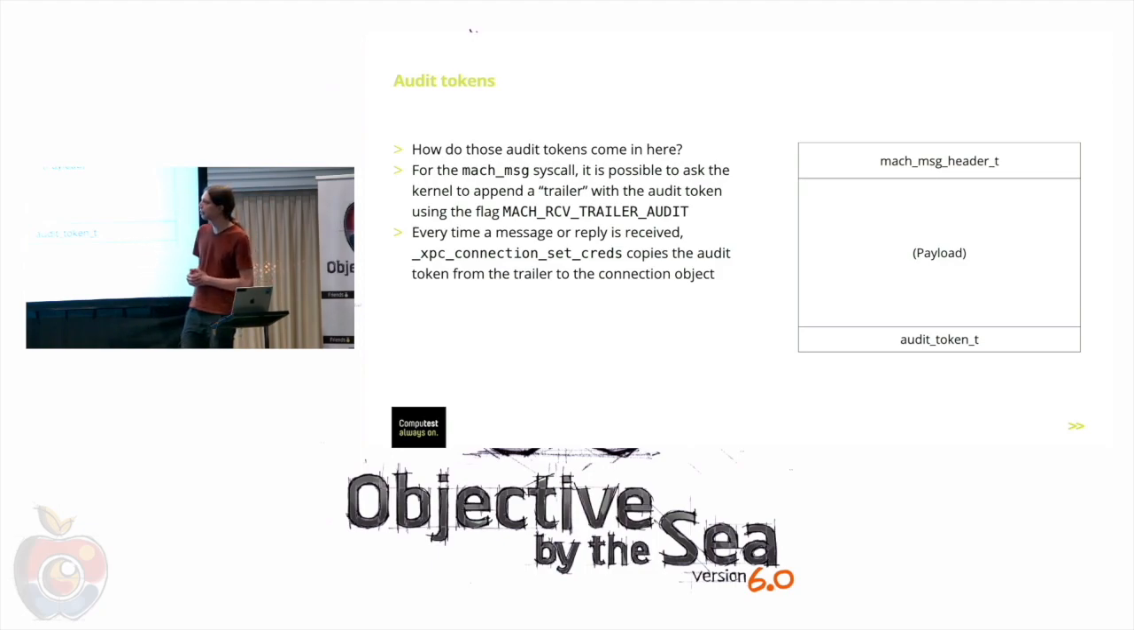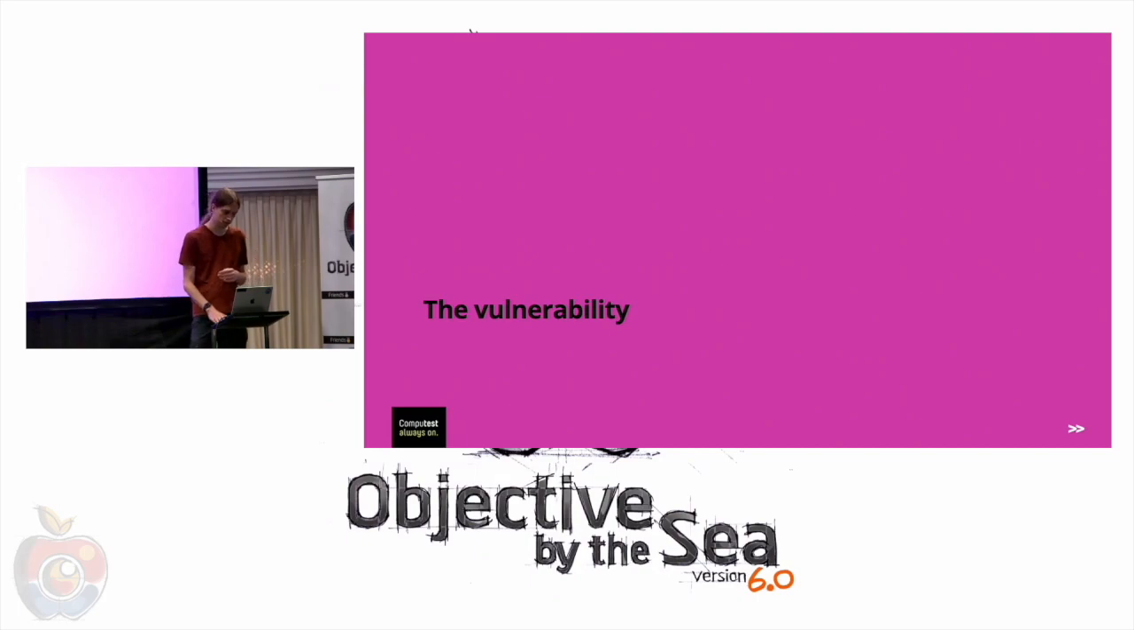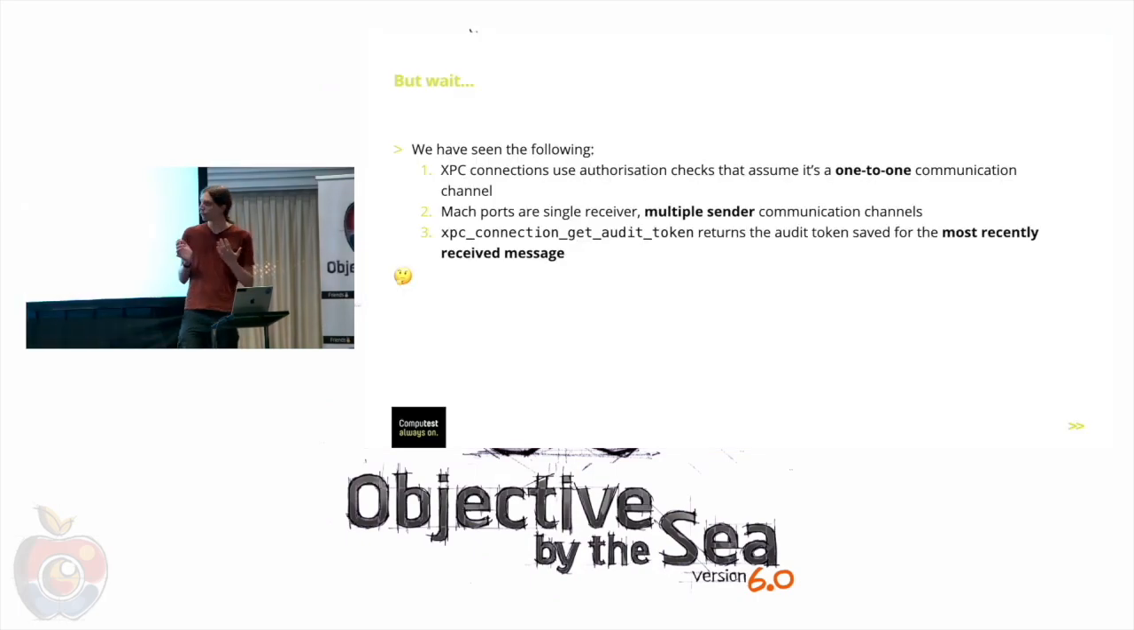And every time you receive an XPC message or a reply, there's a function XPC connection set creds. And all this function does, it copies the audit token from the message to the connection object every time a new message is received. So now about what did I find? We saw three different things here. XPC connections use an authorization check that assumes that there's a one-to-one connection here, but mach ports are multiple senders, single receiver. So there can be multiple senders on a connection, and then XPC connection get audit token returns the audit token of the most recently received message.